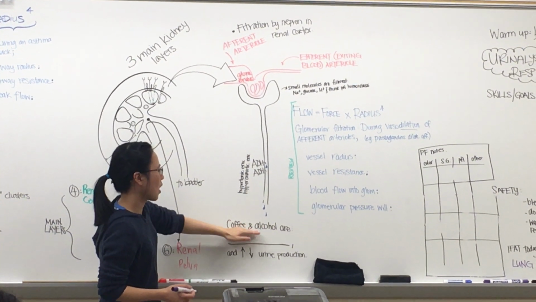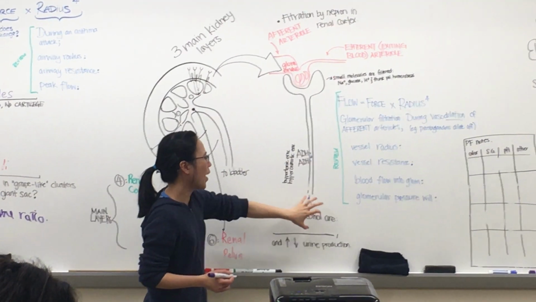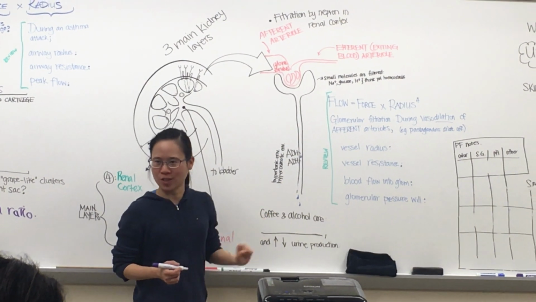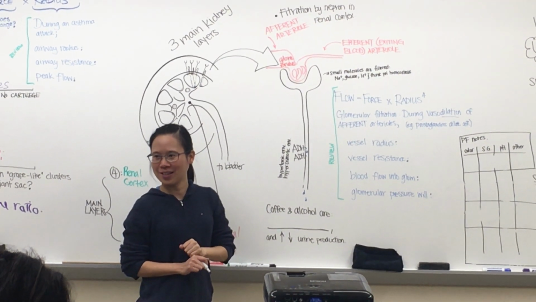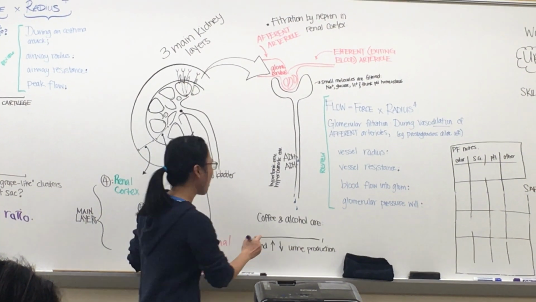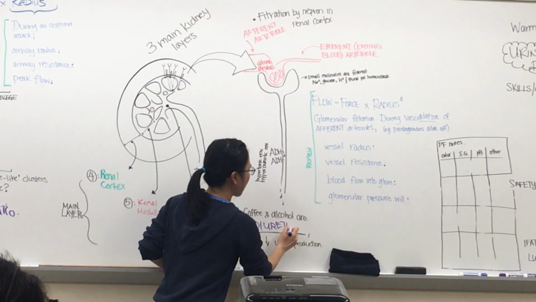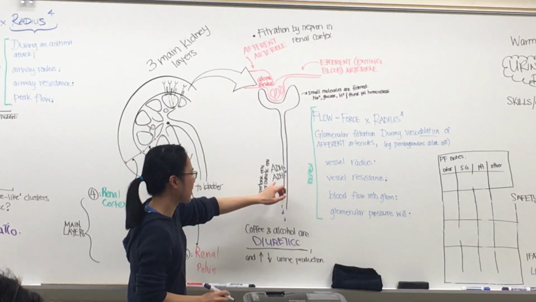So let's think about coffee and alcohol. Coffee has caffeine and alcohol is alcohol. What class of beverages would you call this? Diuretics. Does that sound familiar to everyone? Yes. So coffee and alcohol are diuretics, and they do the opposite effect of antidiuretic hormone.